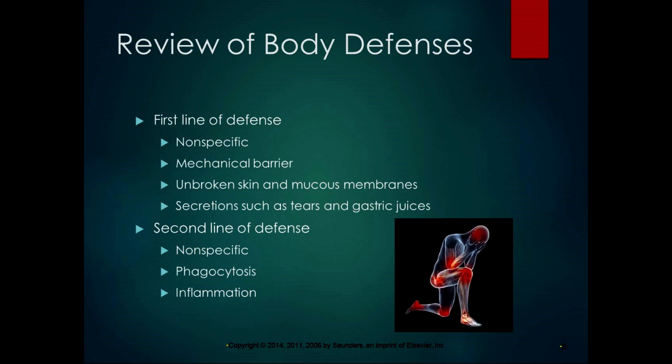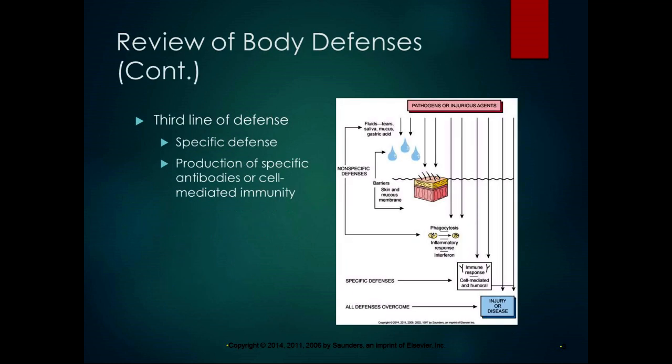So the second line of defense is also non-specific. It's phagocytosis, so we have our macrophages, or white blood cells, that are picking up any junk that's in your system. And they're going to take out anything that they recognize as not being part of your body. And inflammation is our other second line of defense, and we'll talk more specifically about that.